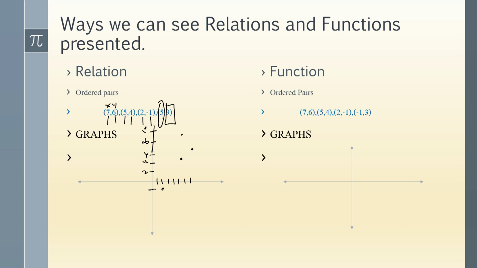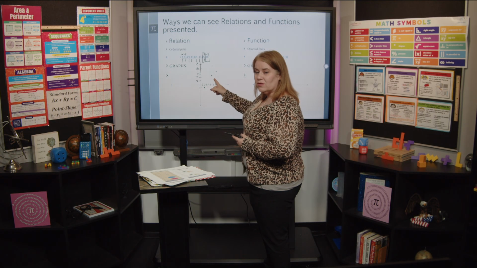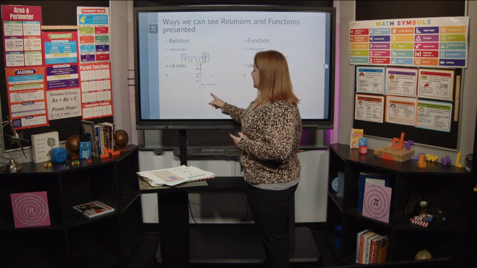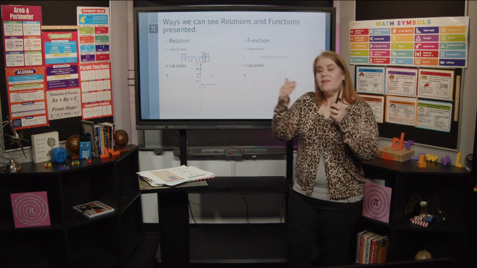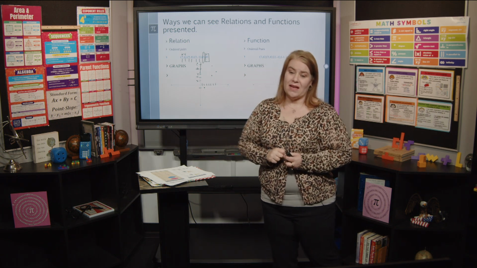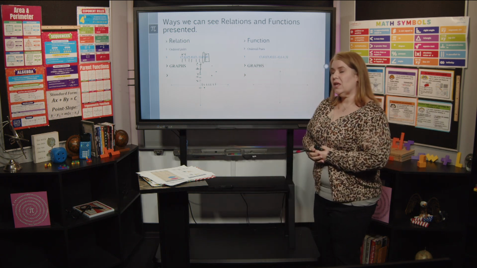I have two different y values on that x-axis, which is 5. That's why it's not a function. Because when I put a 5 in, I'm getting two different things out of it. That can only be a relation.